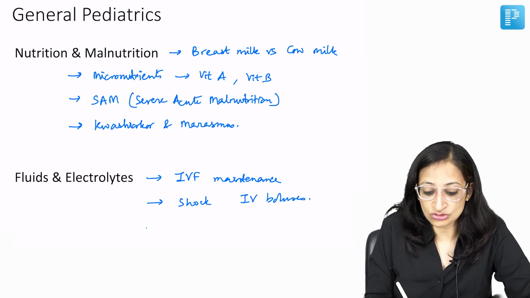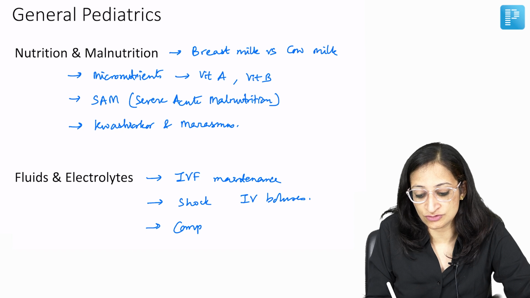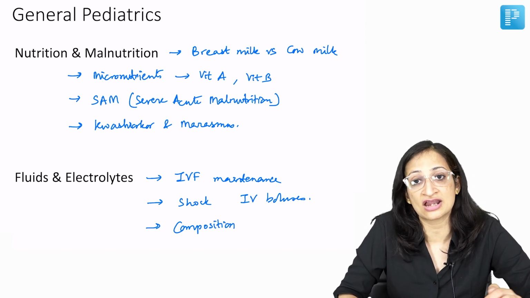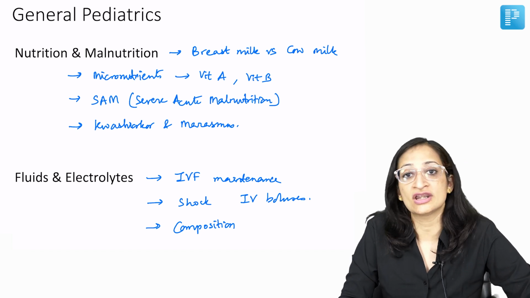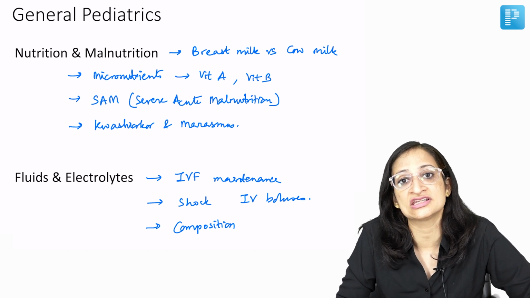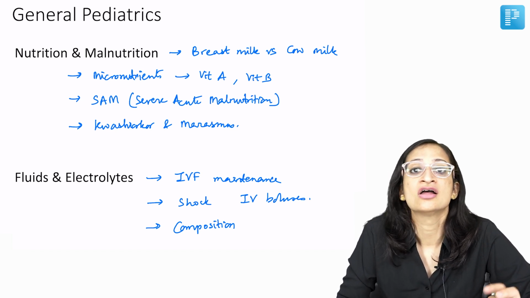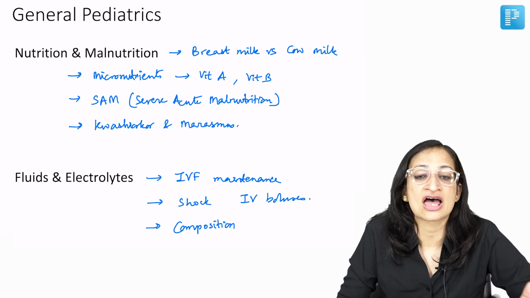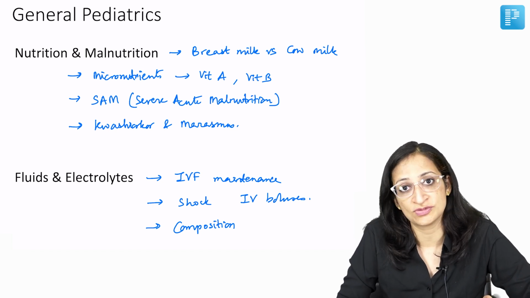And you also need to know the composition of various IV fluids like normal saline, Ringer lactate, Isolyte-P and all that. You get questions from it. And of course, the electrolyte abnormalities, the ECG changes of hypokalemia and hyperkalemia are very, very important. The important causes of metabolic acidosis and metabolic alkalosis, again, you need to be aware of.